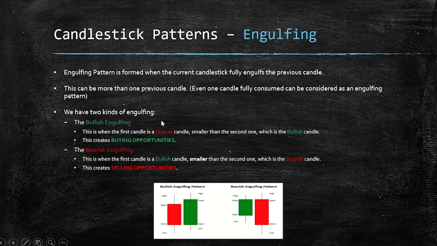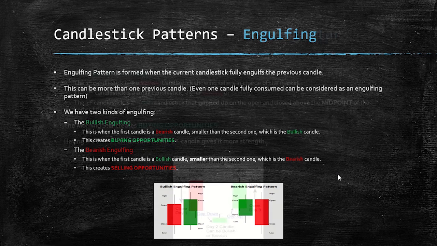We have two kinds of engulfing. The bullish engulfing is when the first candle is a bearish candle, smaller than the second one, which is the bullish candlestick. This creates buying opportunities. The bearish engulfing is when the first candle is a bullish candle, smaller than the second one, which is the bearish candle. This one creates what? Selling opportunities. Here are some examples of the bullish engulfing and the bearish engulfing.